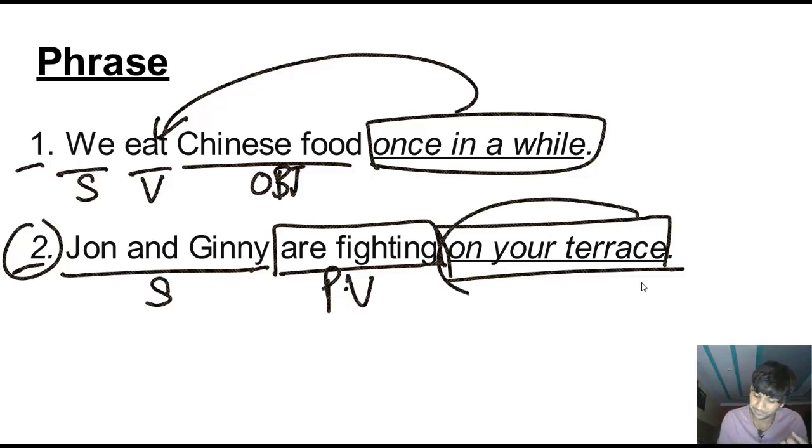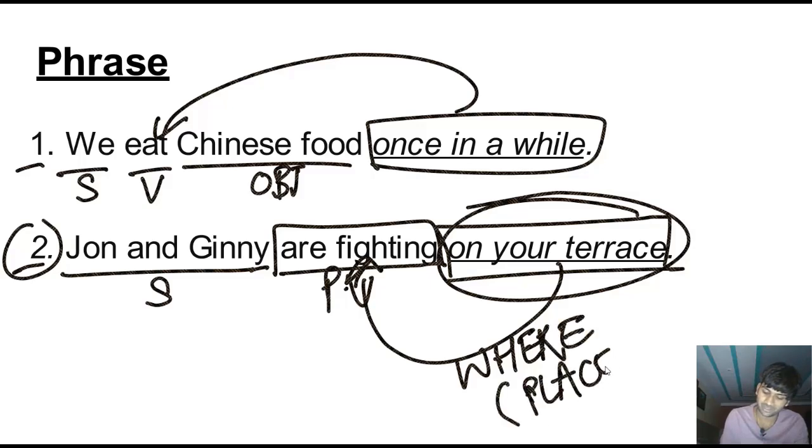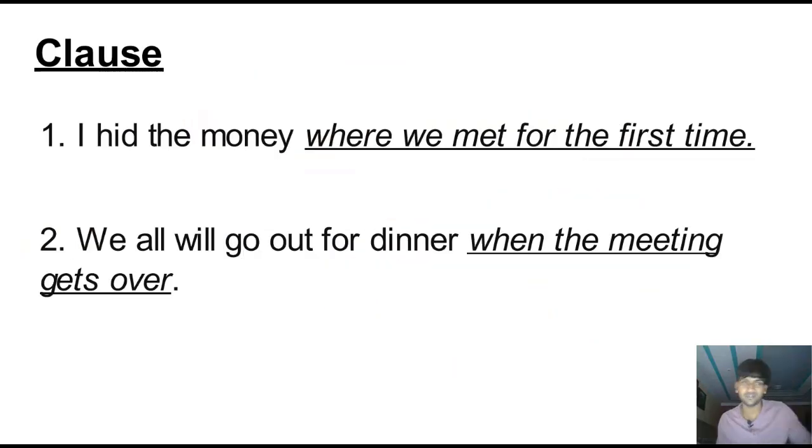This phrase is giving information about the verb fighting and telling us the place of the action. Hence, it's working as an adverb. Hence, it is an adverbial. It's a phrase, more than one word, but it does not have the subject-verb combination. That's why it's not a clause.